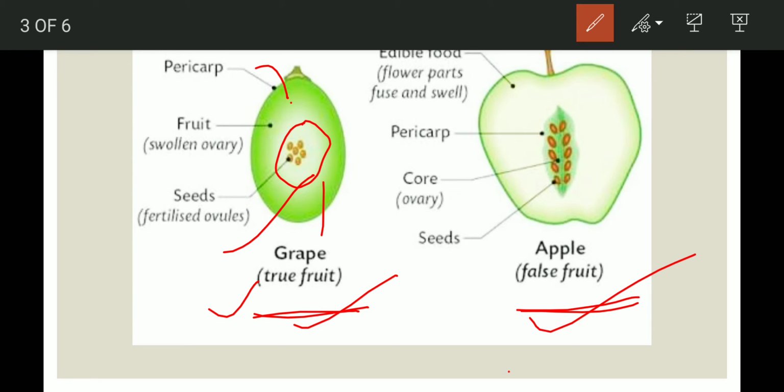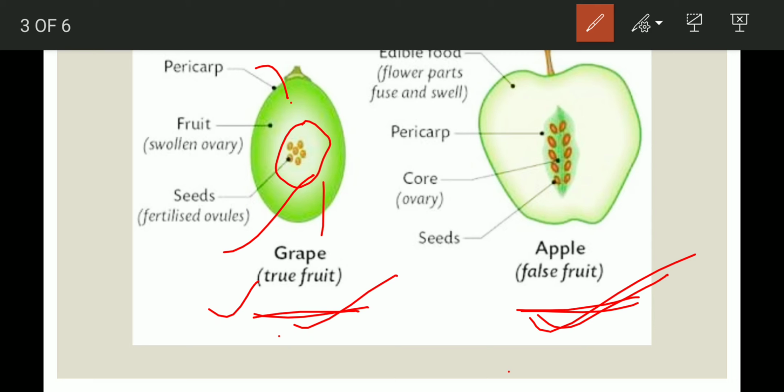So fruit which is developed from the ovary is known as true fruit. And apple, which is a false fruit, why is it called a false fruit? Because this fruit doesn't develop from the ovary. Except the ovary, it develops from floral parts, meaning it can develop from sepal, petal, or any floral part, or the thalamus is involved in the formation of this type of fruit. So this fruit is known as false fruit.